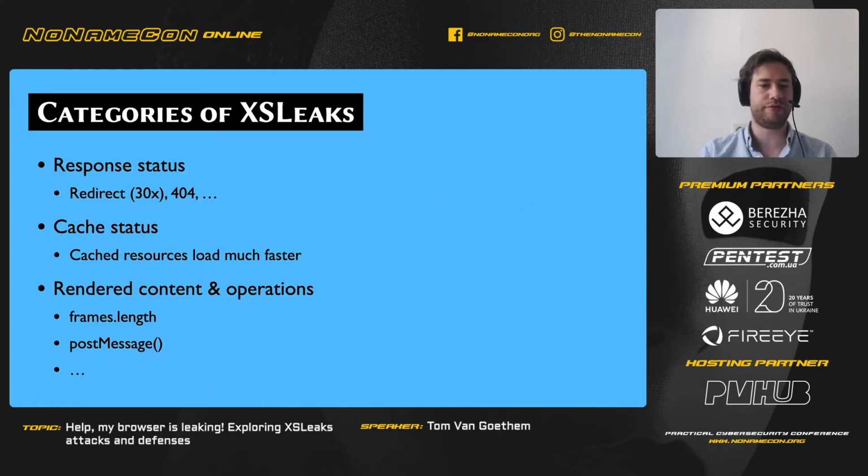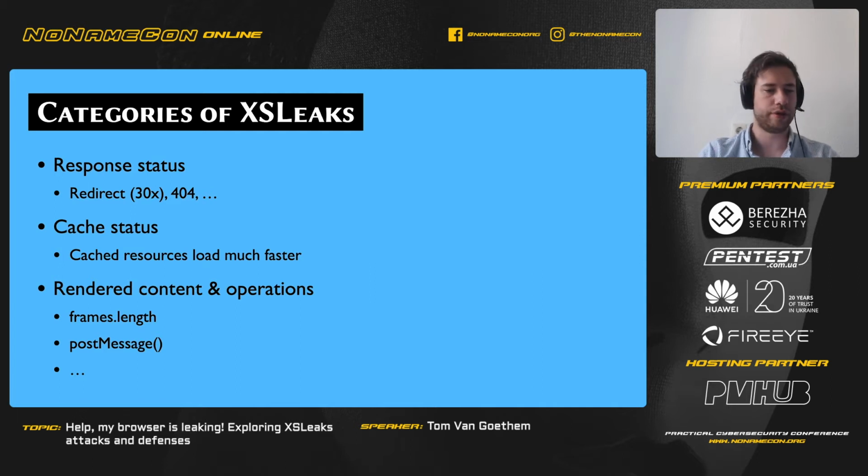There's different types of categories for cross-site leaks. For instance, we have the status of the response. This could be a redirect. For instance, if the user is not logged in, it will be a redirect to the login page or a 404, etc. So there's different types of ways to determine this. Another thing is the cache status. If a resource has been cached, it will be loaded much faster because there's no network connection needed. And the attacker can use some timing information to determine this.